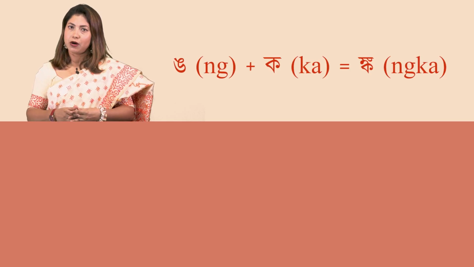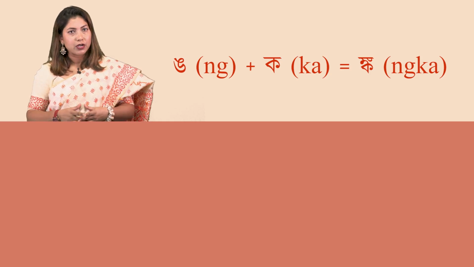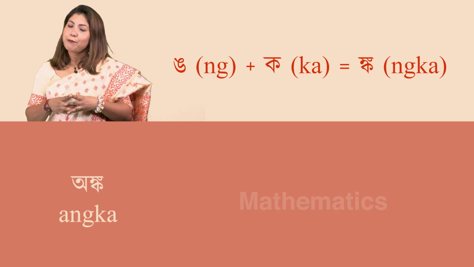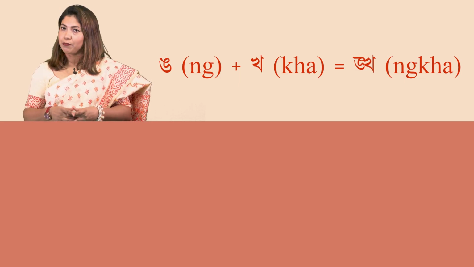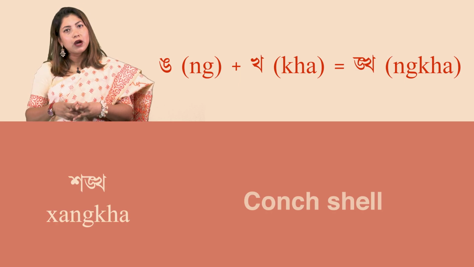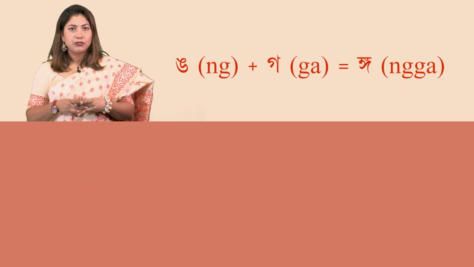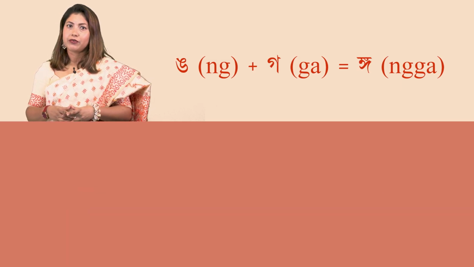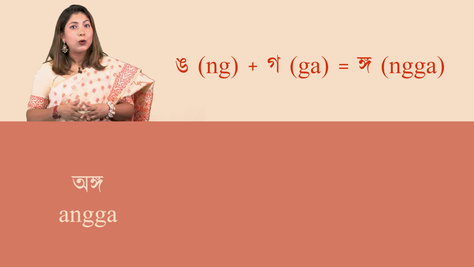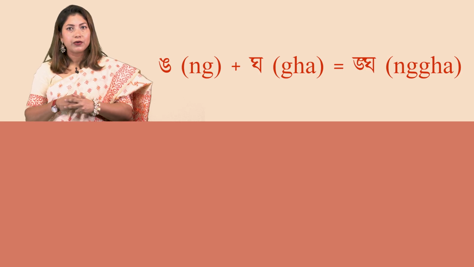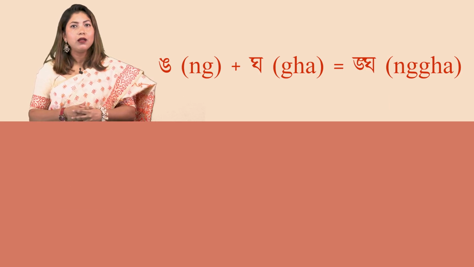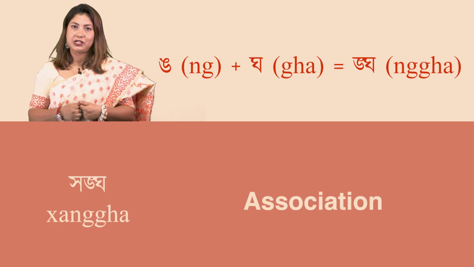Now, let us have some clusters starting with nga. Nga and ka, nka. For example, anka, that means mathematics. Nga and kha, nkha. For example, shankha, that means conch shell. Nga and ga, nga. For example, anga, which means organ. Nga and gha, ngha. For example, sangha, which means association.